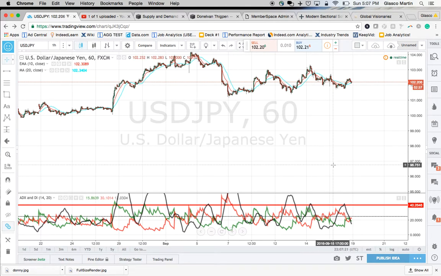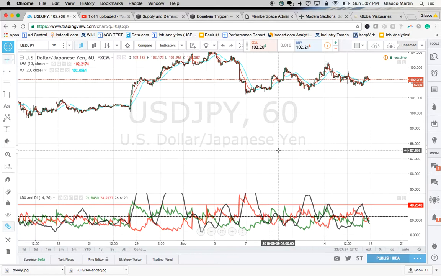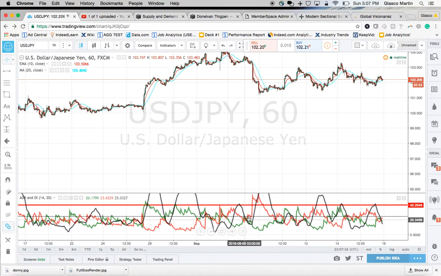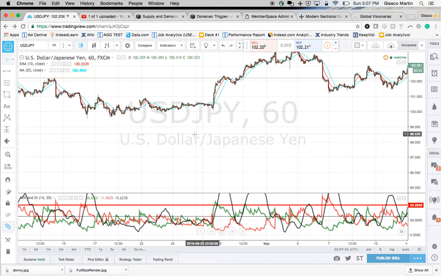For a sell, it'll just be the opposite. So like right here, the red and the green crossed. The green was up here a little bit, and then the red came and crossed, and then the market started moving down. Let me find a little better example.